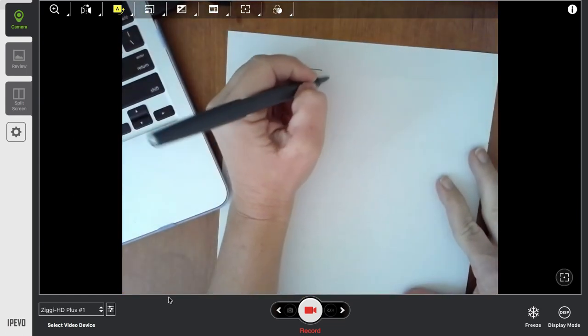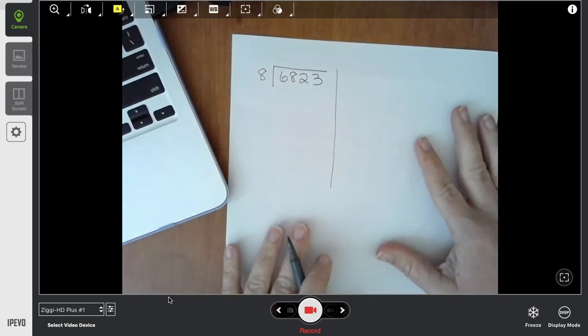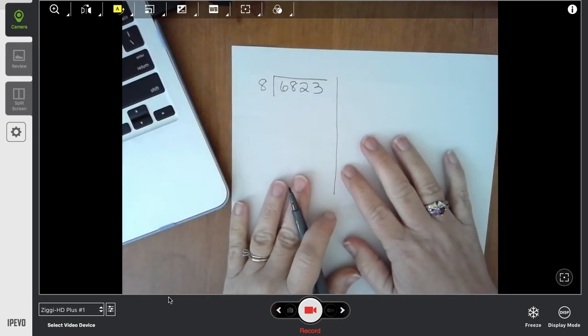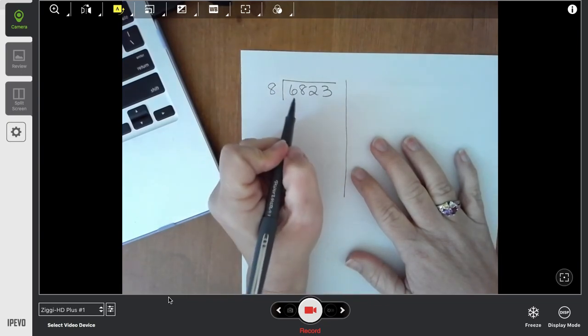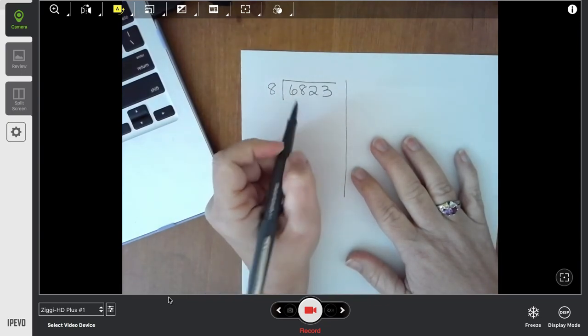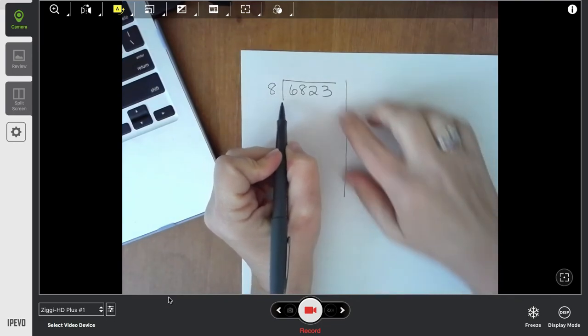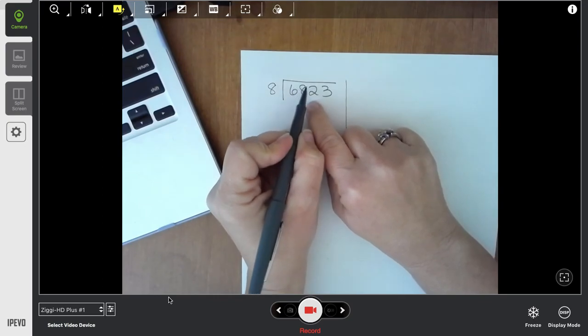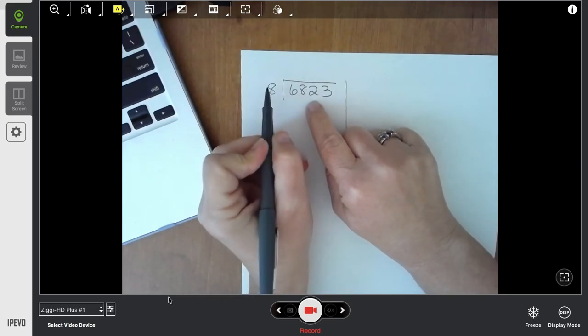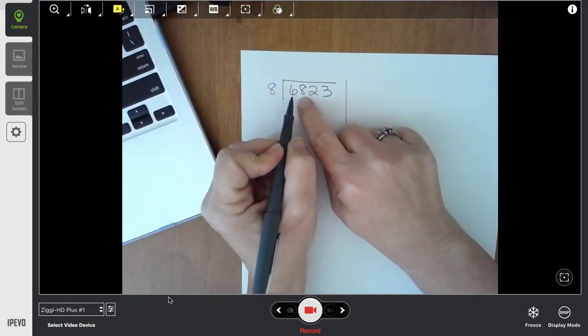Okay, so partial products is like the big seven. This is what you did in fourth grade when you started division. So I'm going to be figuring out how many eights can go into 6,823. So first, let's see, can 8 go into 6,000? Well, it can, but I'm going to look at the 68 first because I know 8 times 8 is 64, and that's really close to 68.